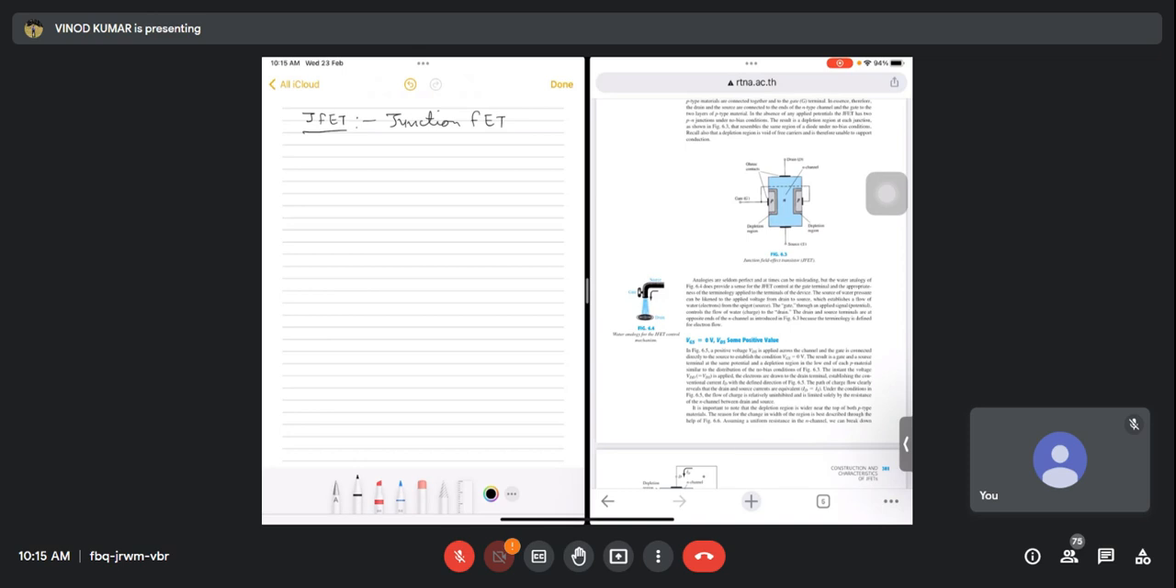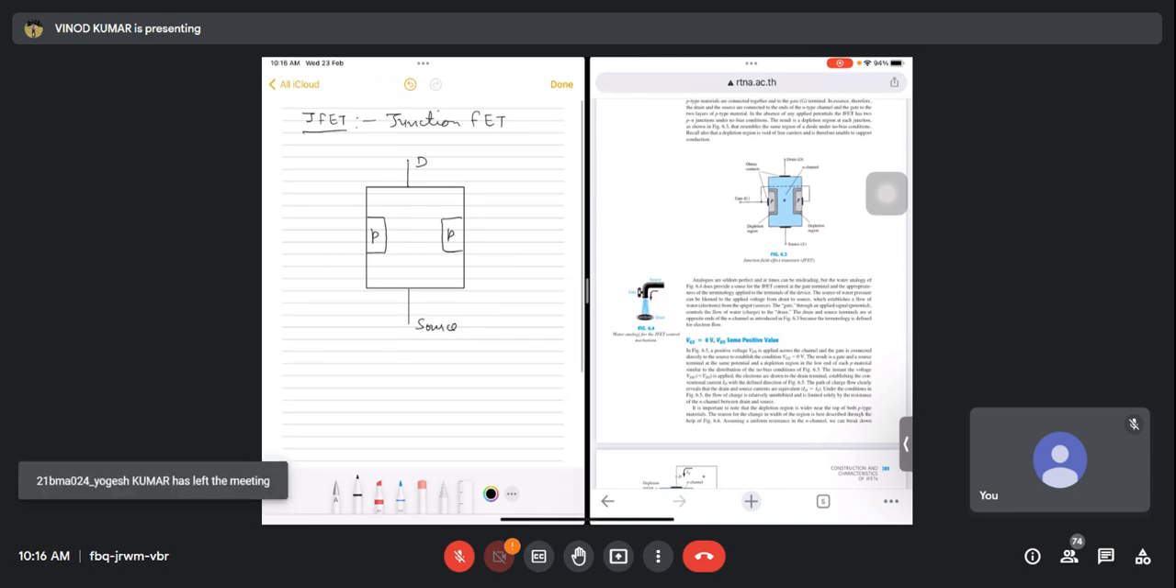Okay, so this is the structure. This is both side P junctions, and both are shorted actually. This is source. This is drain. Source means source of electrons. Drain means where electrons will move. And this is gate. This is also gate.